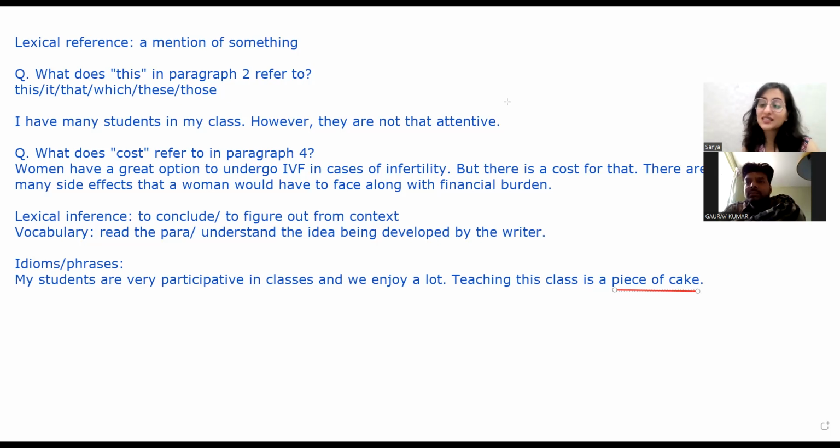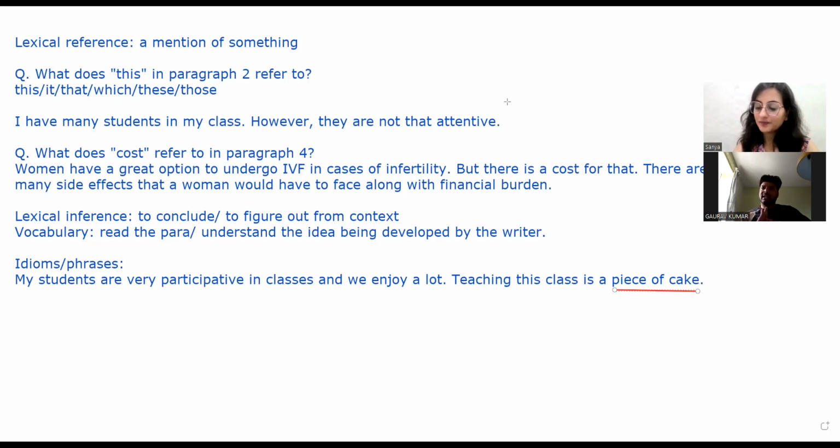I think, what is the meaning? Piece of a cake, so if you compare the student with a piece of a cake, I don't think there is anything negative coming with this. There is something positive coming with piece of cake. So my students are participative in class and we enjoy a lot. Teaching this class is a piece of cake because there is a lot of enjoyment in teaching this class.